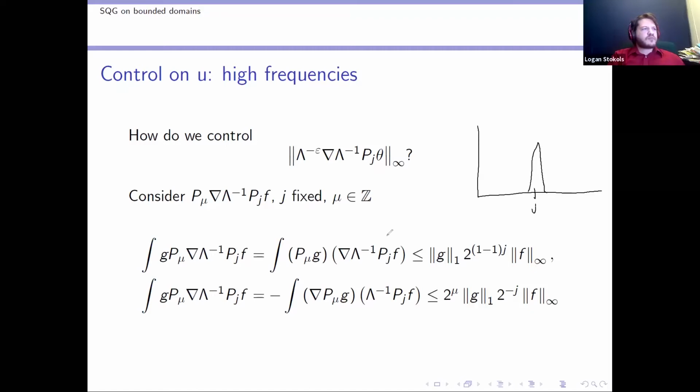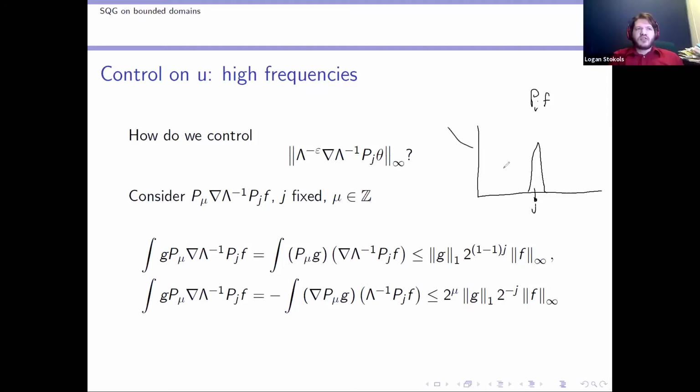So let's look at what the gradient does to the localization. We have P_j f, which is localized around some jth frequency. It's localized. After we take the Laplacian inverse, it remains localized. It just gets multiplied basically by some number. And then we take the gradient. Well, what can we say?